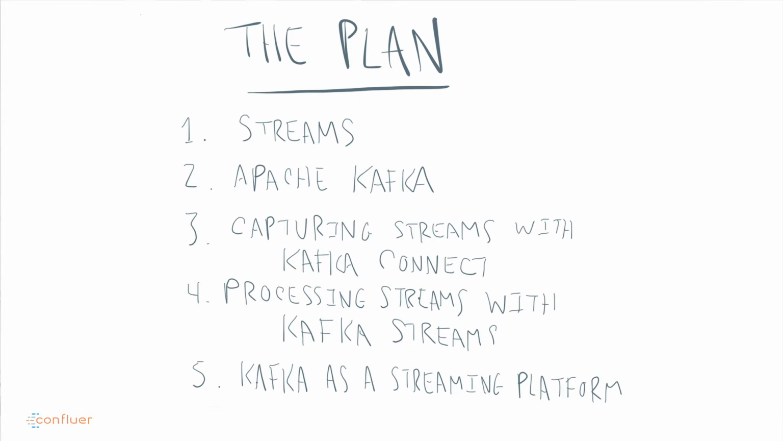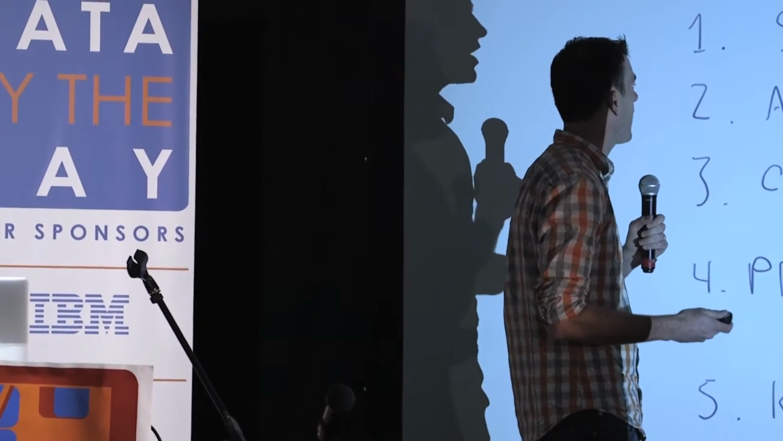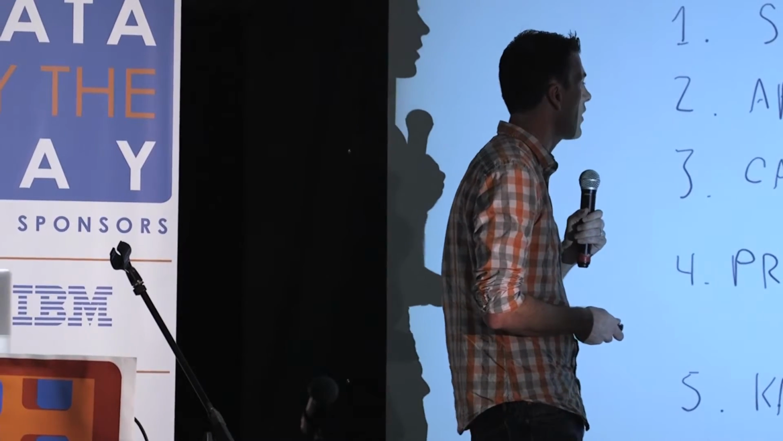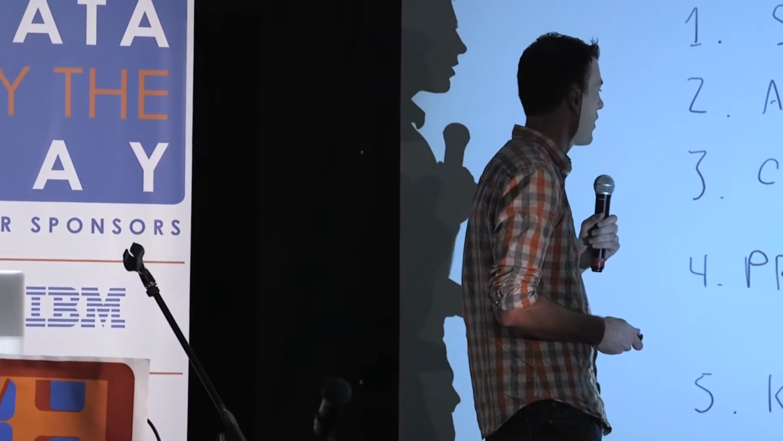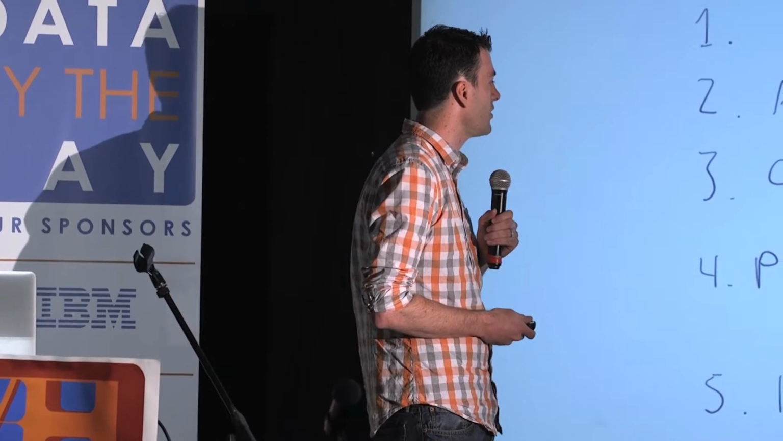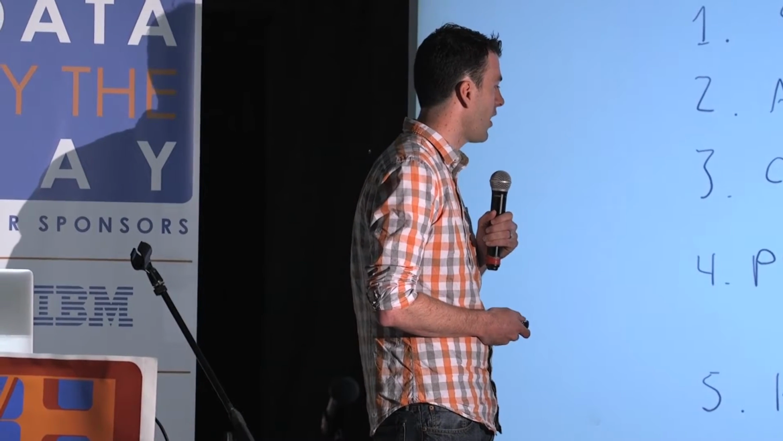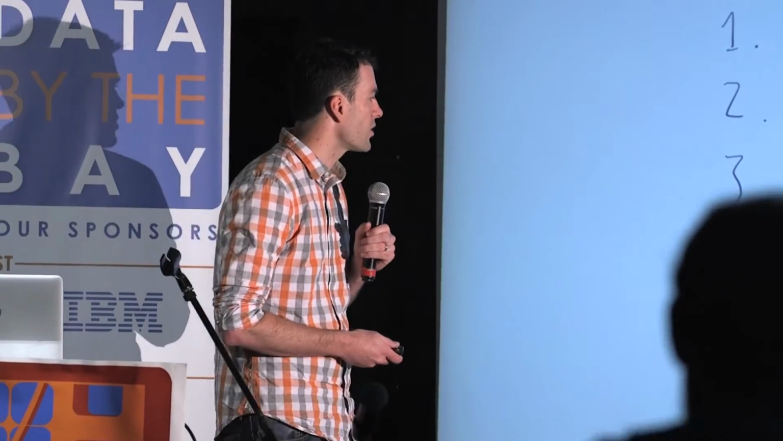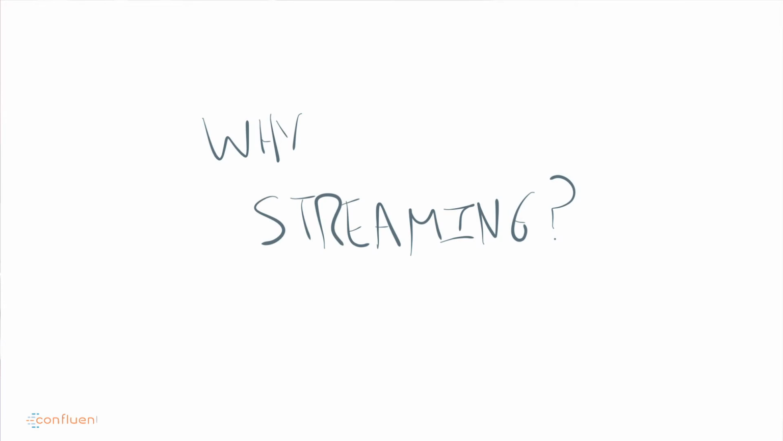Okay, so my plan was to just kind of start pre-Kafka and talk about data streams and event data, then give kind of a super brief overview of Kafka because I suspect a lot of people are already a little bit familiar. Then I'll talk a little bit about how you can get streams of data into Kafka and how to process them with Kafka Streams. And I'll talk a little bit about how this kind of ties together this notion of a streaming platform. So I'm going to start with streams. And I'll try and address the question of why streaming.